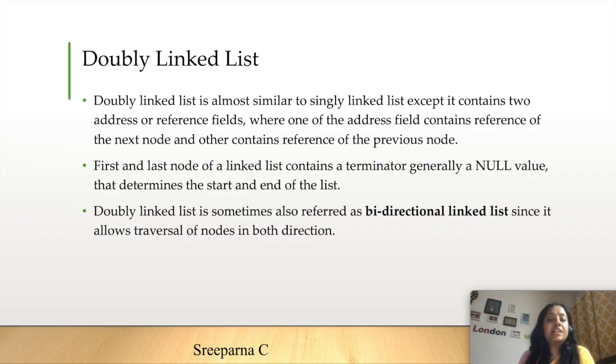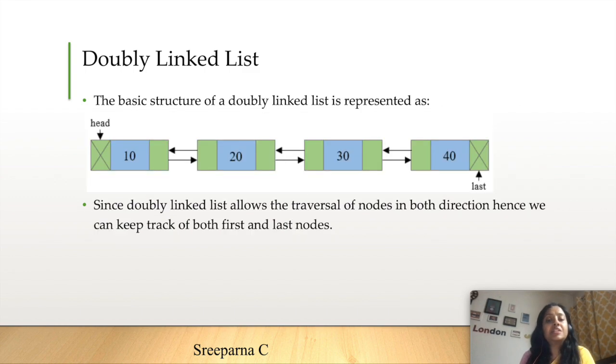The first and last node of this type of doubly linked list contain a terminator, generally a null value, that determines the start and end of the list. This is an example. I feel this will make it clearer. Suppose we are starting with 10. Please note that the starting node's previous address is null, and the ending address of the last node is also null.